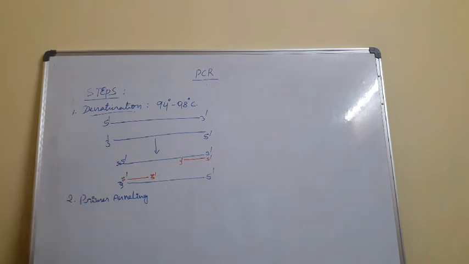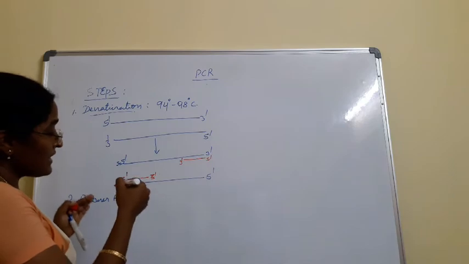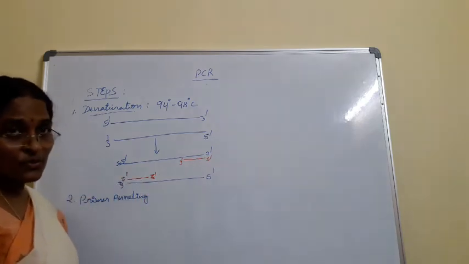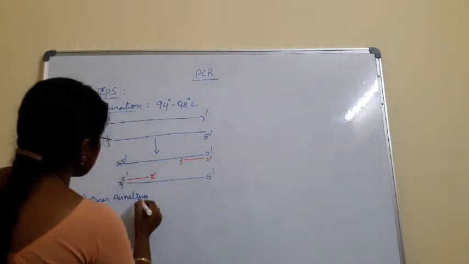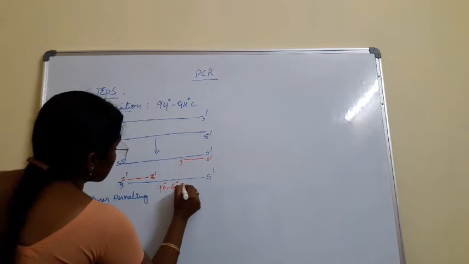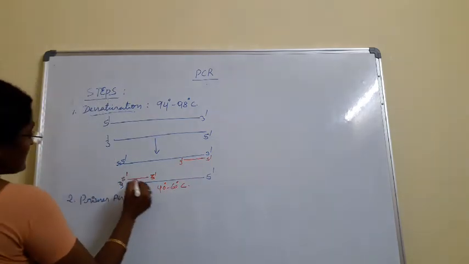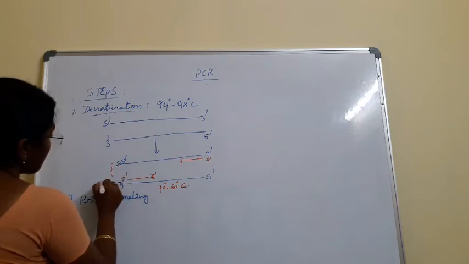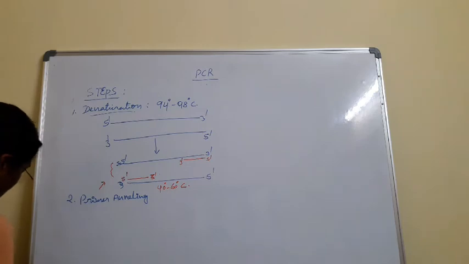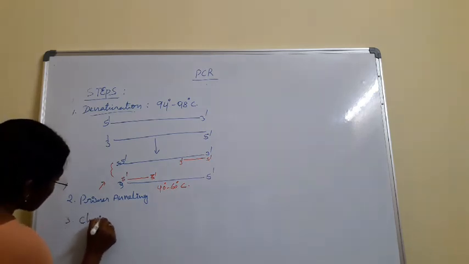In this step, the temperature of the reaction mixture is slowly reduced to 40 to 60 degrees centigrade. This is primer annealing. And the third step is chain elongation.